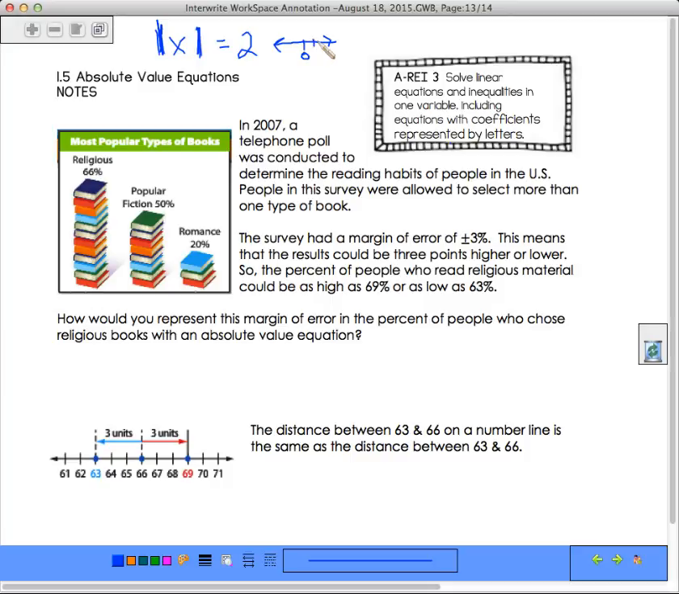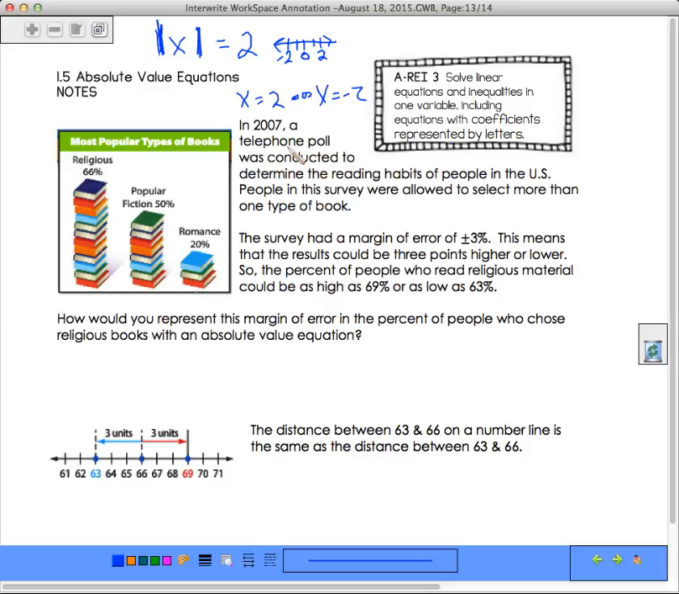So that means it could be over here at positive 2, or it could be 2 away in this direction, which would put it at negative 2. So we say x is equal to positive 2, or we consider the negative version, x is equal to negative 2. Okay, so let's look at an application here.